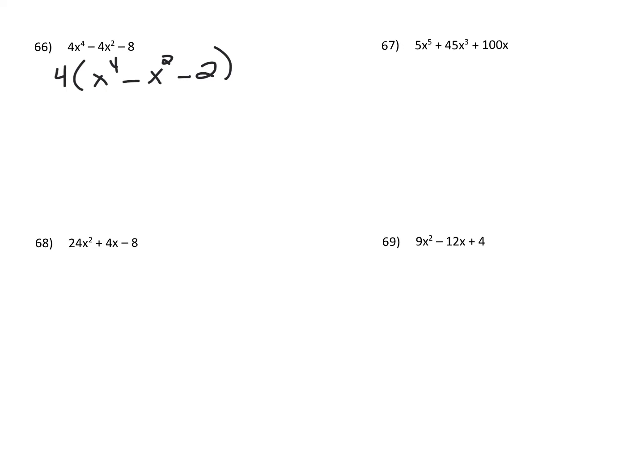All right, so anyway, this greatest common factor is going to come down, and I'm just going to factor this like any old trinomial that has a 1 as a leading coefficient. We set up 2 sets of parentheses. We take the square root of this term and put it in the first spot in each parenthesis. So the square root of x to the 4th would be x squared.